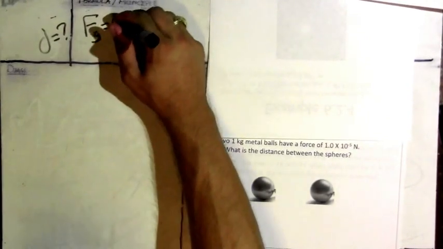Okay, in this example we have two metal spheres that are 1 kilogram each, and we have a force between them that we measure. We want to know the distance between the spheres. This is just a variation of the Cavendish experiment where we're trying to solve for distance instead of already having it. So we are trying to solve for the distance, or d. We know that we are going to use Newton's law of universal gravitation.